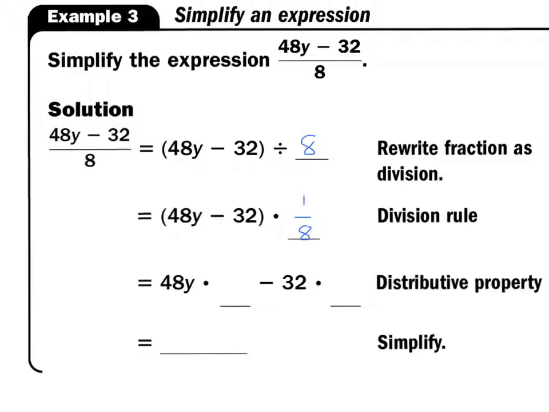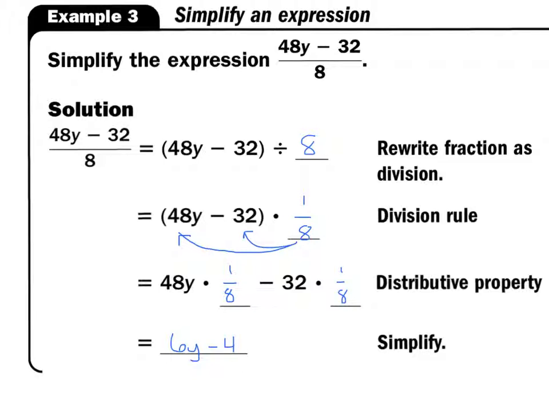Now we're going to do the distributive property to simplify. 48y times 1/8 minus 32 times 1/8. Well, 48 times 1/8 is 6, y, minus 32 times 1/8 is 4.